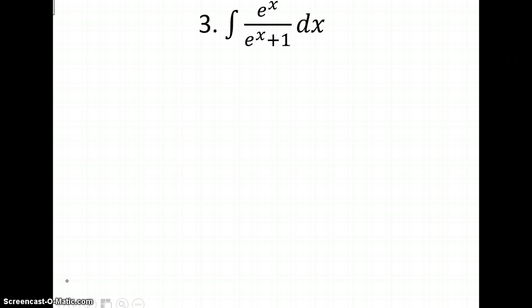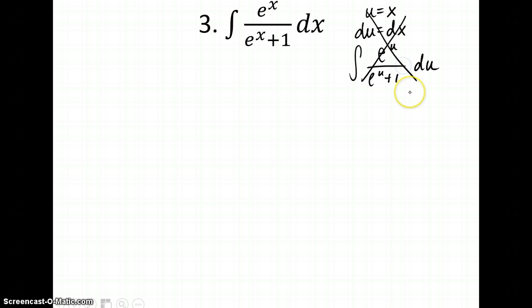Okay, now here, a couple things we've talked about with u substitutions throughout the chapter. We're not going to pick u just to be equal to x. All that does is change the variable inside the integrand, but it doesn't simplify the integrand at all. So there fails our method of picking your u to be the exponent.